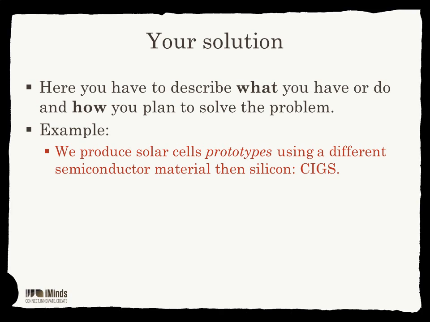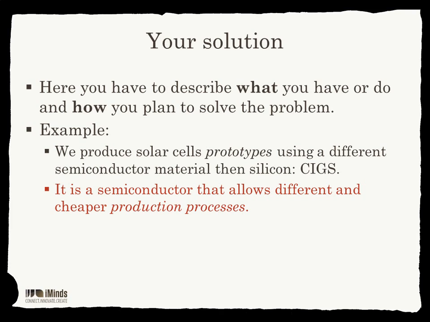The first statement: we produce solar cell prototypes using a different semiconductor material than silicon. Well, this clearly explains the functionality. We are producing solar cells with a new type of material. The second statement is even stronger. It is a semiconductor that allows different and cheaper production processes. Here we clearly talk about the uniqueness of the approach and the potential benefits.